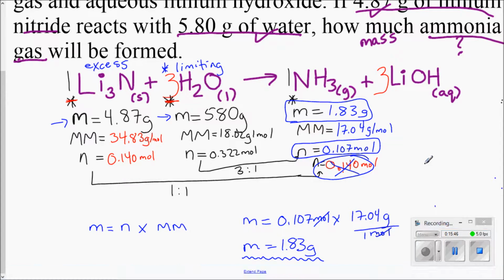Now, one more thing. We call this our theoretical yield. It's theoretical because that's the mass that's based on my reactants. So that mass was calculated from my reactants. Now, if we actually did this experiment, we probably wouldn't get that yield. We'd get close if we did it well. If we did the experiment poorly, we would get nothing like it. So the experimental yield is what we get from the experiment. The theoretical yield is what we get from the actual reaction.